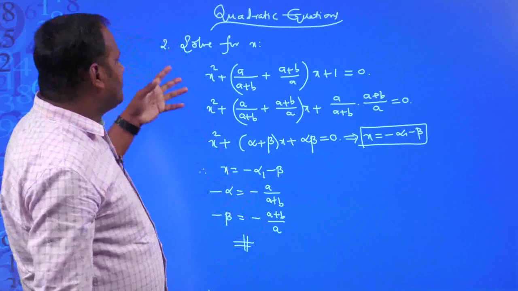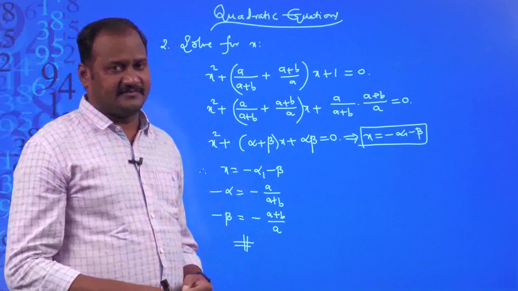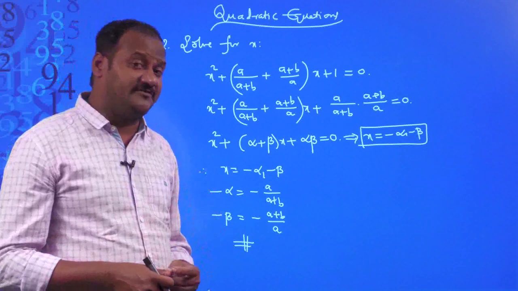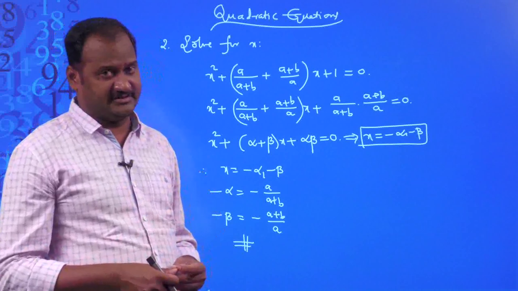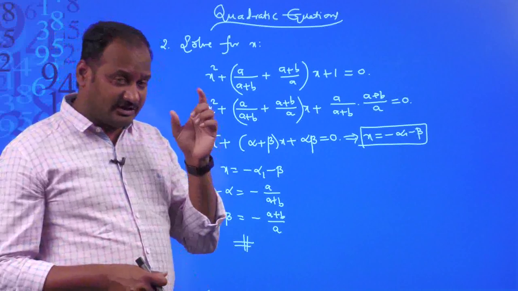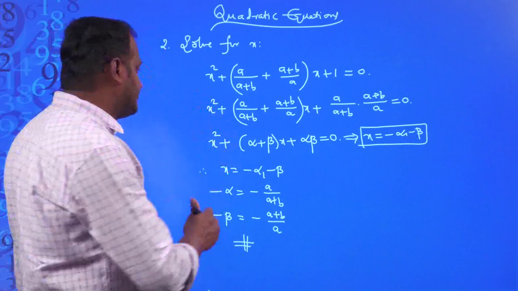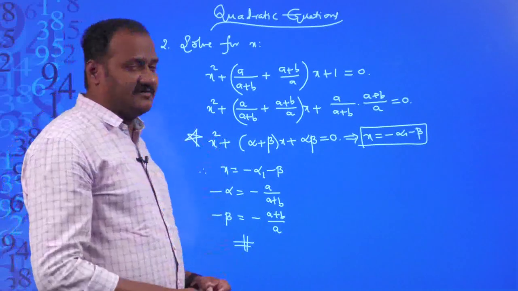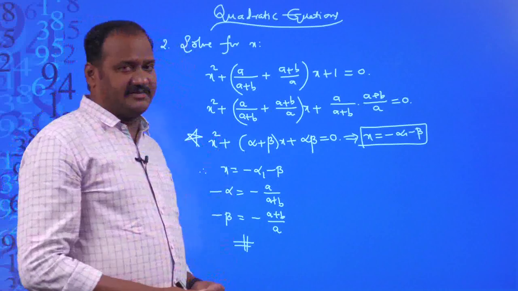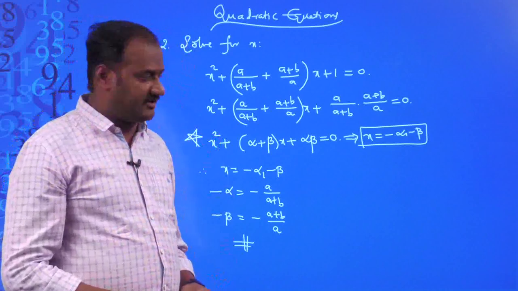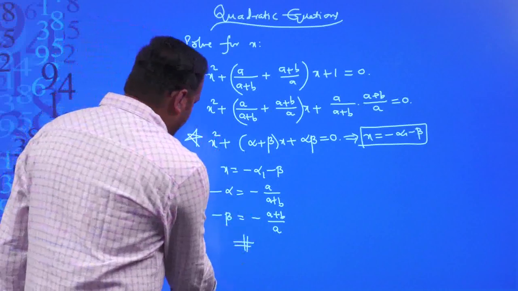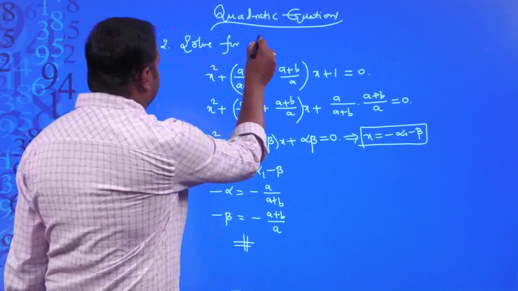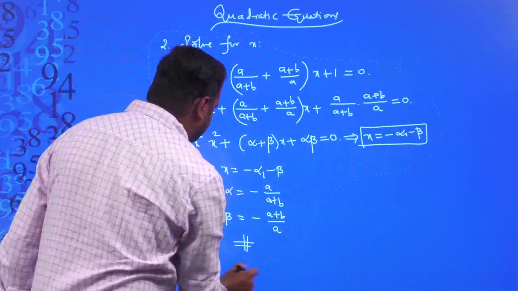So, when you find some quadratic equations, then without actually performing any calculations, we can easily figure out the roots of a quadratic equation. But you will have to observe whether the quadratic equation is in this form or not: x square plus alpha plus beta into x plus alpha beta is equal to 0 or not. Okay, and let us solve one more quadratic equation. Now solve for x.